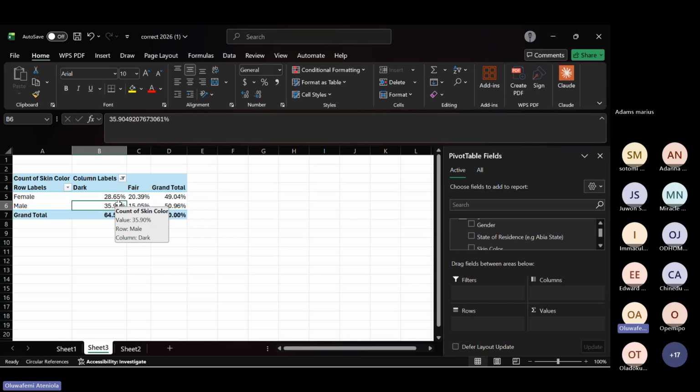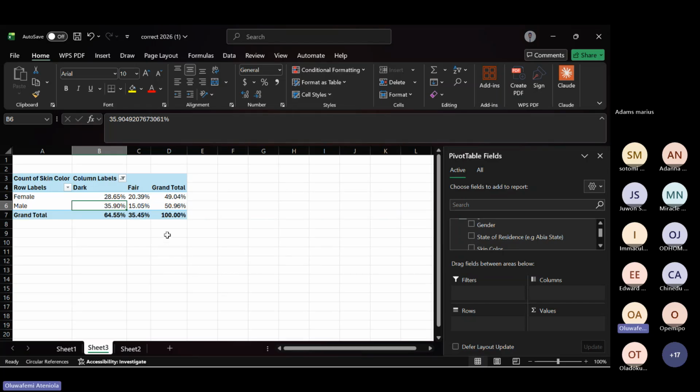So 28% of them are dark-skinned females. 20% of them are not dark-skinned. 28.65% of them are dark-skinned female. 20.39% of them are fair-skinned female. So we can just see that we have more dark-skinned people who filled this particular survey.